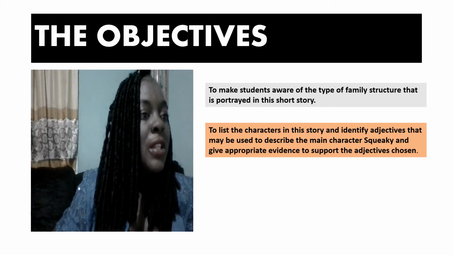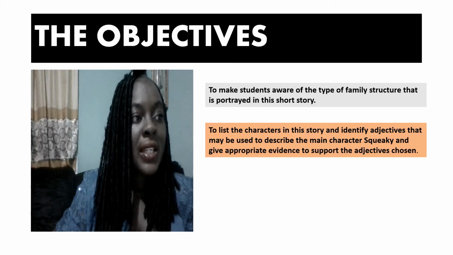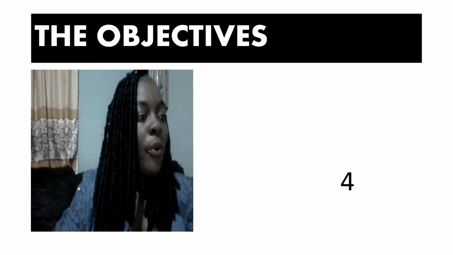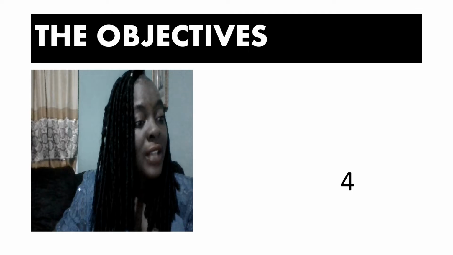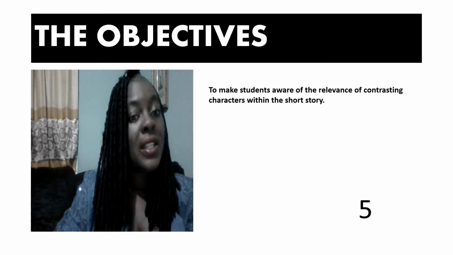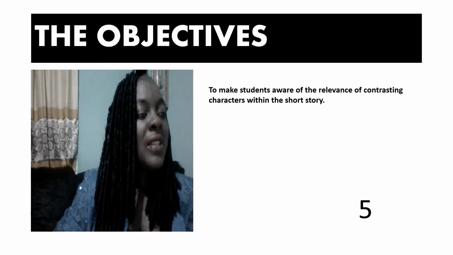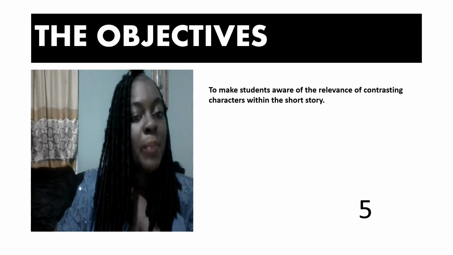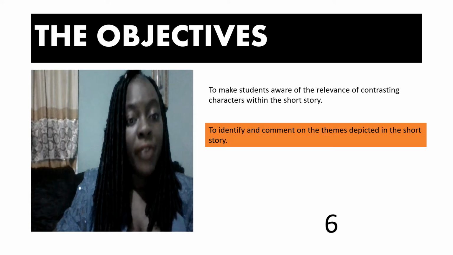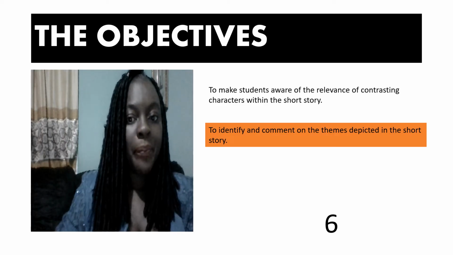Three, to make students aware of the narrative techniques used by the writer. And four, to outline the various contrasting characters and their relevance in this short story. Five, to identify the themes that are depicted in this short story. And six, to state the lessons that students may learn after they have read this short story.